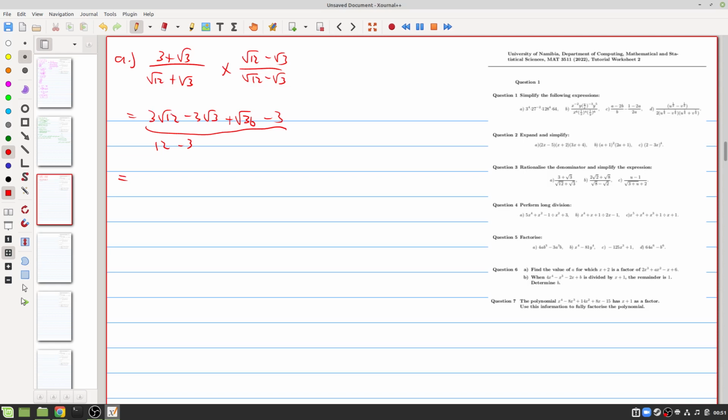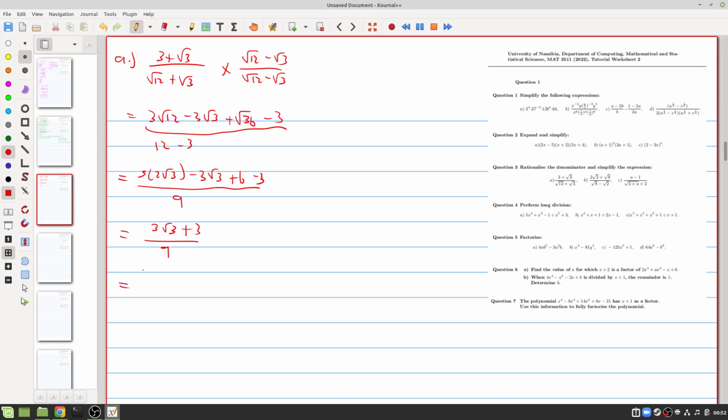Yeah, so let's simplify. Square root 12 is the same as 2 square root 3. So that's going to be 3 times 2 square root 3 minus 3 square root 3. Square root of 36 is just 6, and then minus 3. Over, and 12 minus 3 is 9. Okay, so that gives us 3 times 2 is 6 square root 3 minus 3 square root 3 is going to be 3 square root 3. And then 6 minus 3 is 3 over 9.